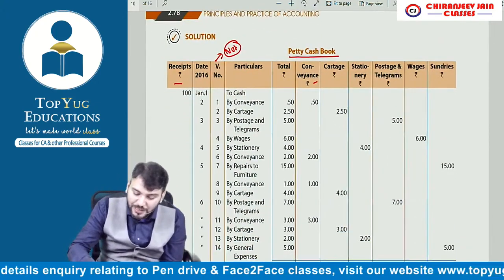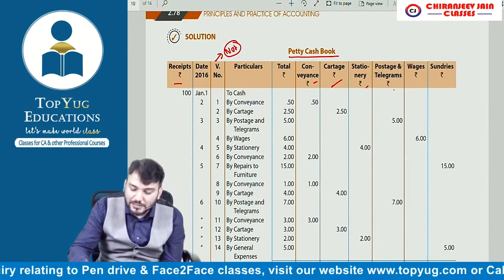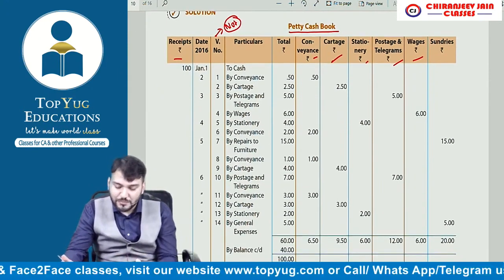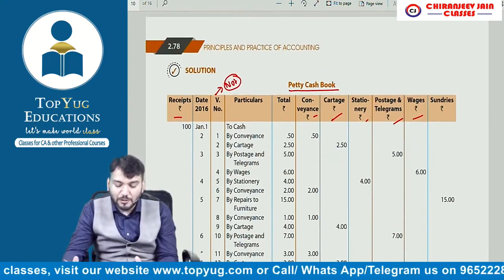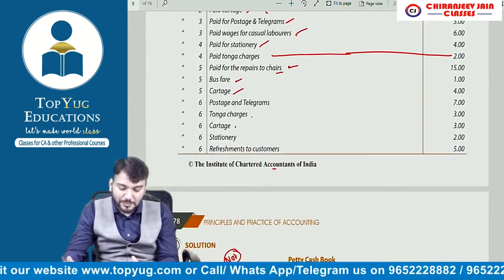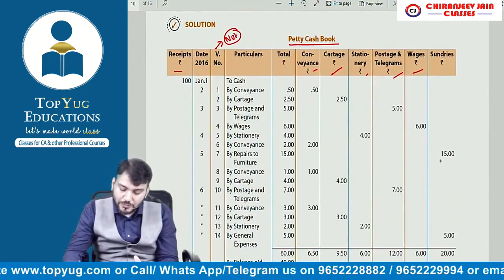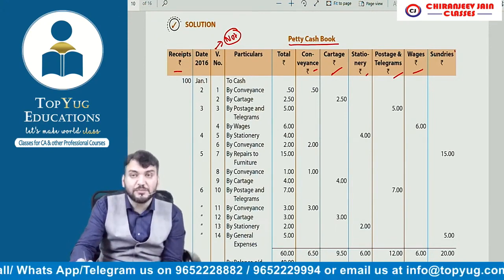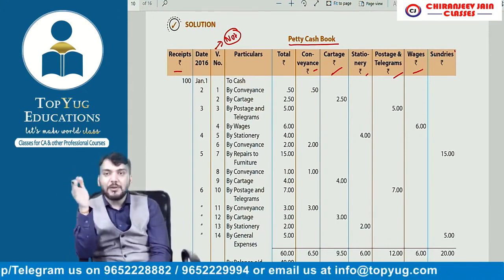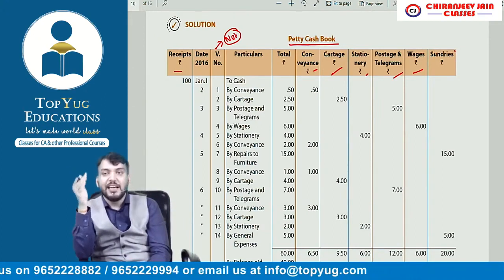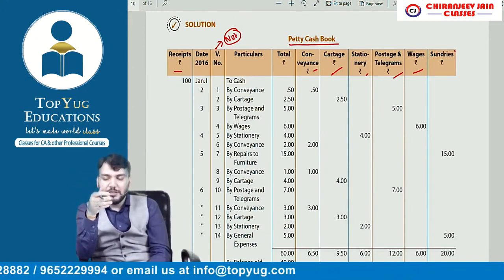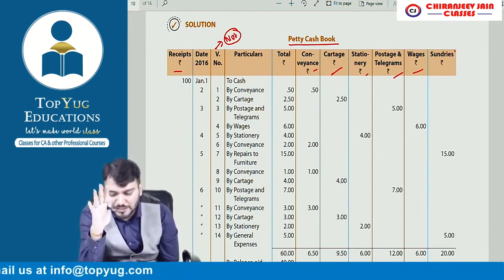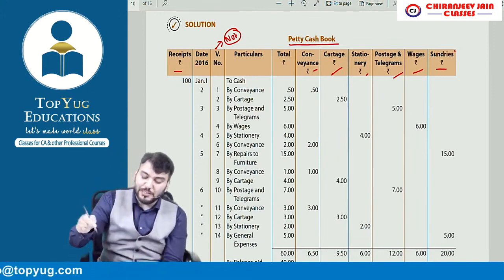You can see they have opened conveyance, then cartage, then stationery, then postage, then wages, and you can add on refreshment. Refreshment means what? You can write refreshment in sundries. Correct? Understood? And repair expense also you can write down in sundries, or you can make repair expense and refreshment expense columns if you have that many columns. If any expense has been incurred only one time, you can write it in miscellaneous sundries.